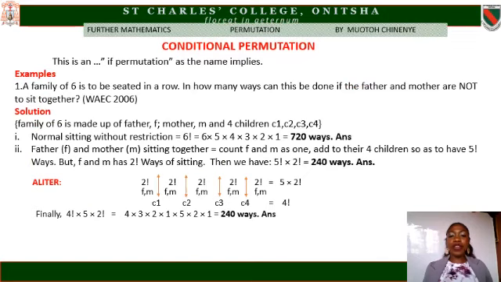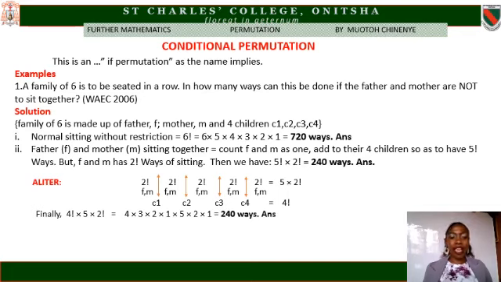Then we quickly look at another very, very important aspect of this topic we call conditional permutation. And from the word conditional, it is an if permutation. There is a clause of condition attached to the questions on this. Then let's look at some of the examples. Example 1, a family of 6 is to be seated in a row. In how many ways can this be done if the father and mother are not to sit together?